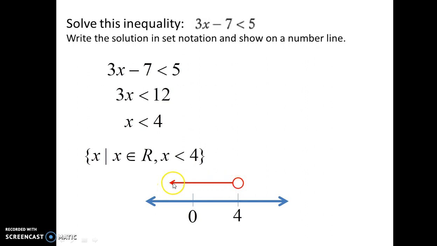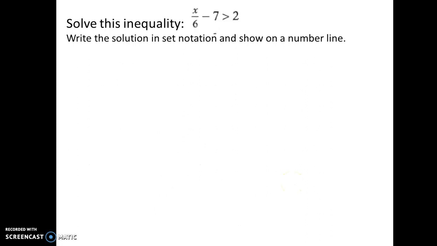So I'm going to show that arrow going that way. This shows us that x can be any value less than 4. Any of these numbers x can be, but it cannot be 4 here, and it cannot be numbers greater than 4 either. All right, here's another one.